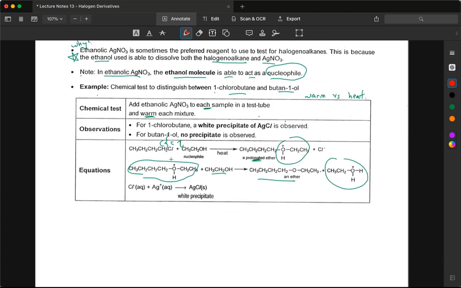If it's chlorobutane, it will react with the nucleophile, forming a protonated ether. Then the protonated ether will further react with more ethanol to form the ether. There's a precipitate formed here, because the chloride formed will react with silver to form silver chloride.